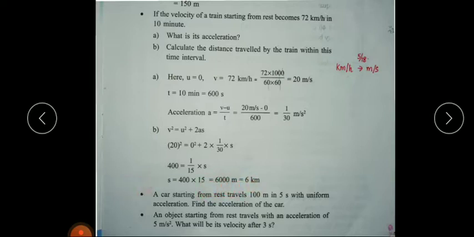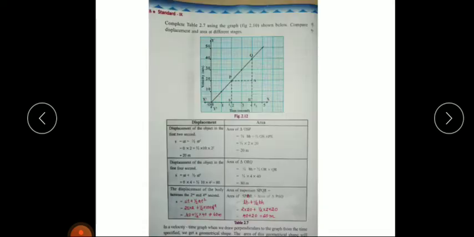Two questions are given, so these are two homework. Find the answer of these questions. In the next page also you can see one more question. Complete the table using the graph 2.10 shown below.